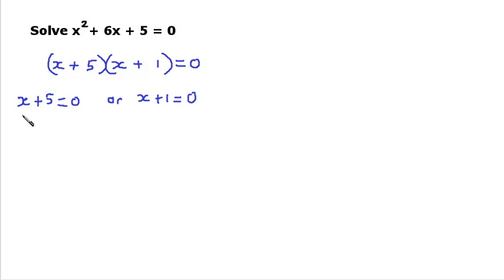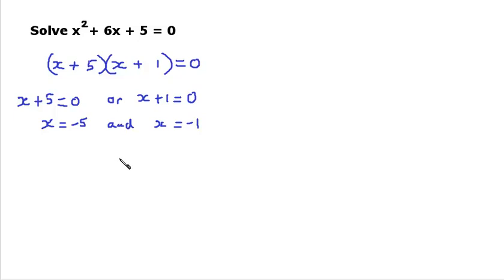So if we take each of these in turn, if x plus 5 equals 0, take 5 away from both sides, and we get x equals negative 5. And over here, x plus 1 equals 0, take 1 away from both sides, we get x equals negative 1. And those are our two solutions. We have x equals minus 5 and x equals minus 1.